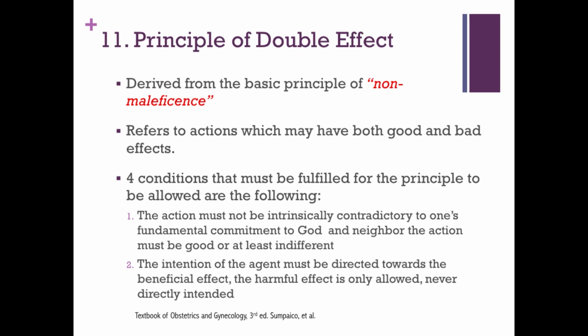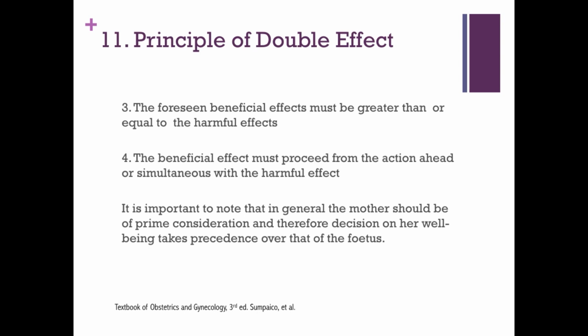Number 11, the principle of double effect. This is derived from the basic principle of non-maleficence, and this refers to actions which may have both good and bad effects. Four conditions must be fulfilled for the principle to be allowed, and these are the following: that the action must not be intrinsically contradictory to one's fundamental commitment to God and neighbor. The action must be good or at least indifferent. The intention of the agent must be directed towards the beneficial effect. The harmful effect is only allowed, never directly intended. The foreseen beneficial effects must be greater than or equal to the harmful effects, and the beneficial effect must proceed from the action ahead of or simultaneous with the harmful effect.